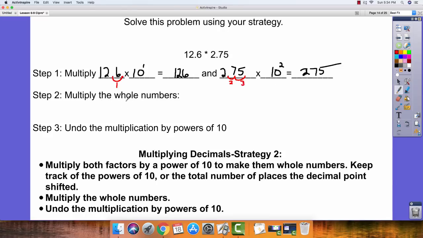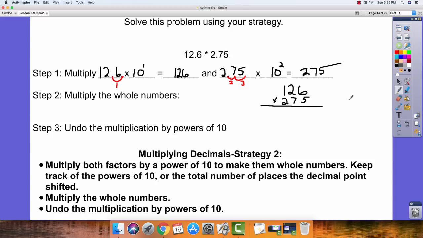So now I'm going to multiply the whole numbers. So I have 126 times 275. If you want to set up this problem in your notebook to give you some more room, because I know there's not a whole lot of space on your note sheet, you may do that. All right, but pause the video and make sure you have all of this done in your guided note sheet before we move on. So pause the video and make sure you have all this written down in your note sheet. All right, so now that you're ready, let's actually multiply our whole numbers.